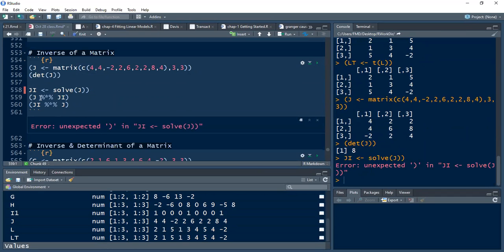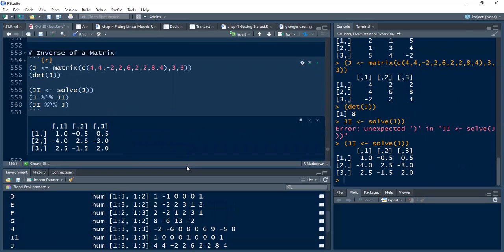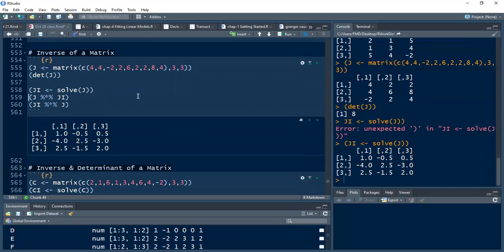Whoops, wait. Error, unexpected. I think there's a double parenthesis here. Sorry. I forgot to open and close parentheses so that we can automatically generate Ji. Control Enter. Okay, guys, the reason why we had an error here is because I failed to put the open parenthesis, and yet we have a closed parenthesis. All right, so Enter. There. This is the inverse of matrix J.